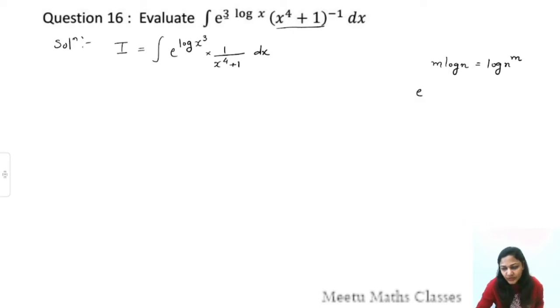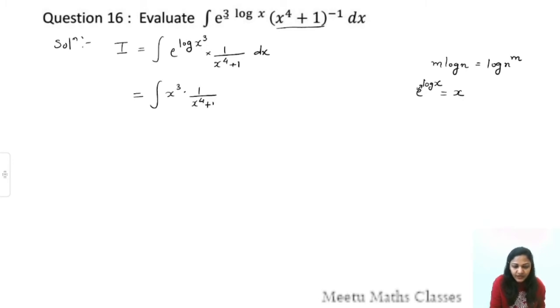Now we can use that exponential and logarithmic functions are inverse functions, so whenever they will multiply, they will become identity and you will get x only. So we can write e raised to power log x cube as x cube only. Okay. Now we can do one thing.